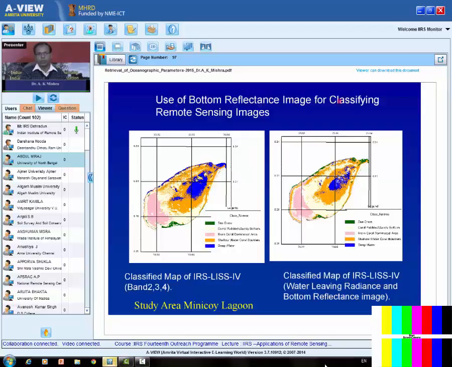And this is the use of bottom reflectance image for classifying remote sensing images, that is, the classified map using IRS-1C LISS data, bands 2, 3, 4, without any correction. Now we have classified the map using the water leaving radiance image and the bottom reflectance image, two images. You can see the variation.